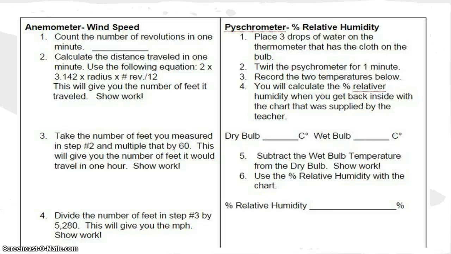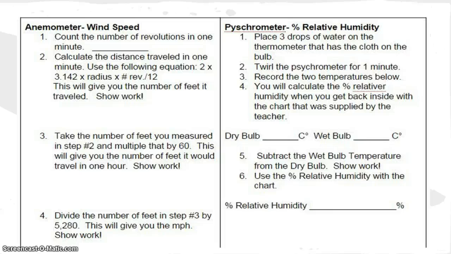So you take 2 times pi, which is 3.142, times the radius, which is 4 inches in our anemometers here in class. Then you'll multiply that times the revolutions. So how many times did it go around? And then that'll tell us the inches, how many inches it's traveled. But we really want to have that in feet so we can start to get towards miles per hour. So then you'll divide it by 12, and so that's going to give you the number of feet that has been traveled during the time.